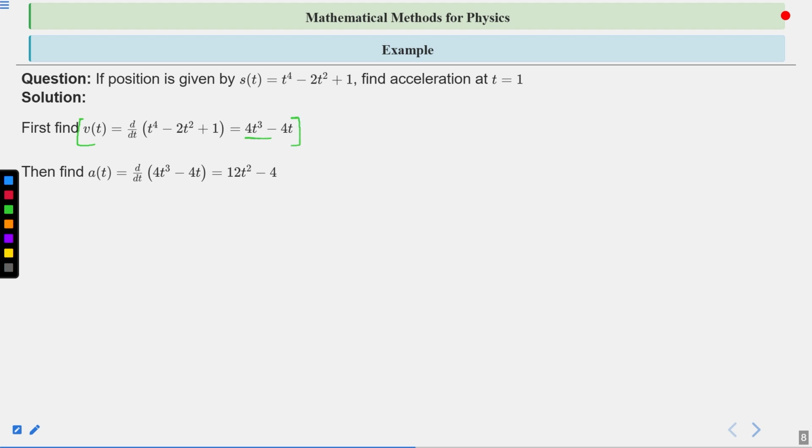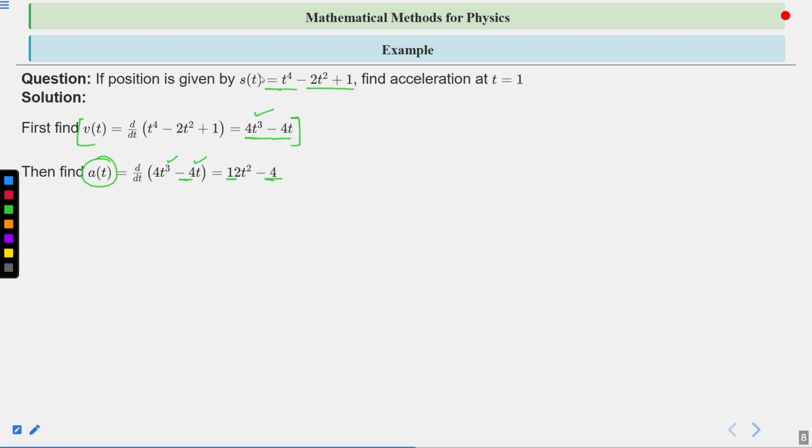Now from the velocity we will calculate acceleration. So what is acceleration? Acceleration is the rate of change of velocity, and velocity we already calculated from the position. Yes or no? So a of t is equal to the derivative of velocity with respect to time. So it will be the derivative of 4t cube minus 4t. Now the power comes outside, so 4 into 3 is 12 and minus 1 from the power, so it will be 12t square, and the derivative of 4t is 4. So the acceleration a of t is equal to 12t square minus 4.